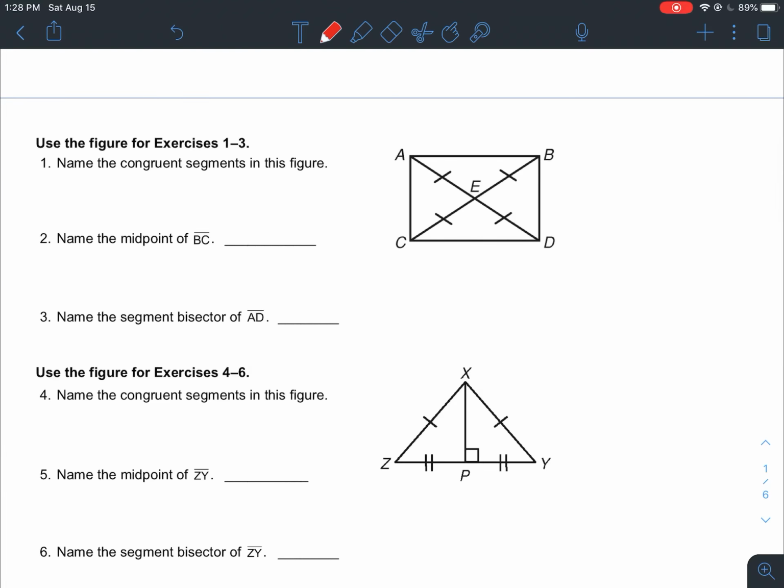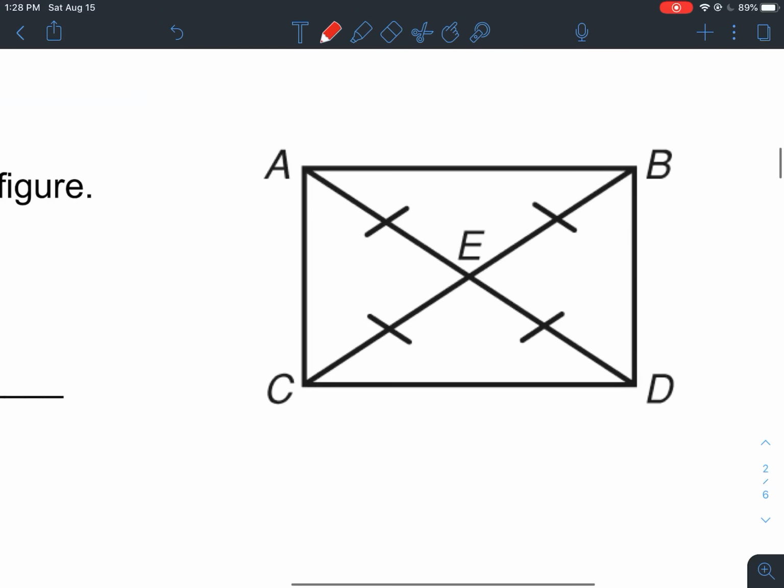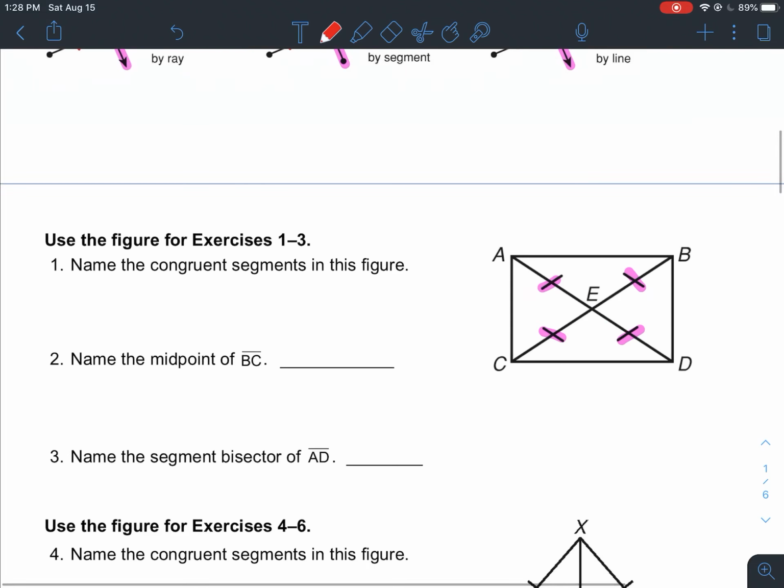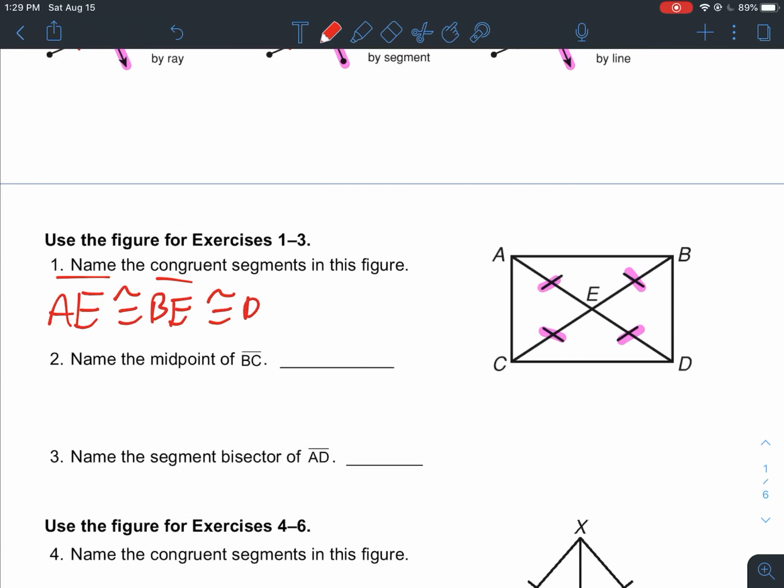All right, so we'll do a couple of problems here together. Number 1 says, name the congruent segments in the figure. Well, you see 4 different tick marks here. 1, 2, 3, 4. But they're the same tick mark, which means all 4 of those segments are equal. So let's write them down. AE is congruent to BE, which is congruent to DE, which is congruent to CE.